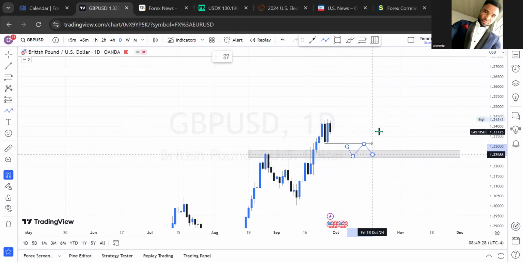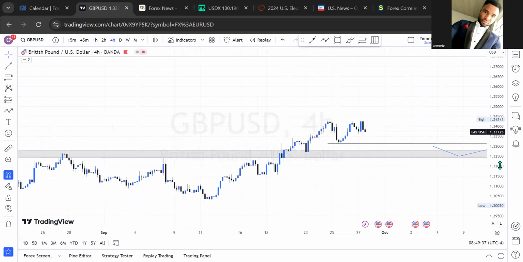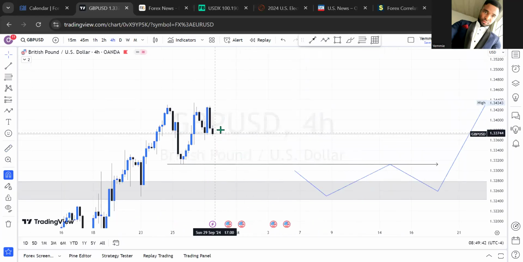So this is what I'll be expecting on Great Britain pounds US dollar on the daily time frame. Let's go to the 4-hour time frame and see what that transposes to. As we have seen on the 4-hour time frame, the last 2 hours in the market on Friday ended bearish, and this was a massive movement.